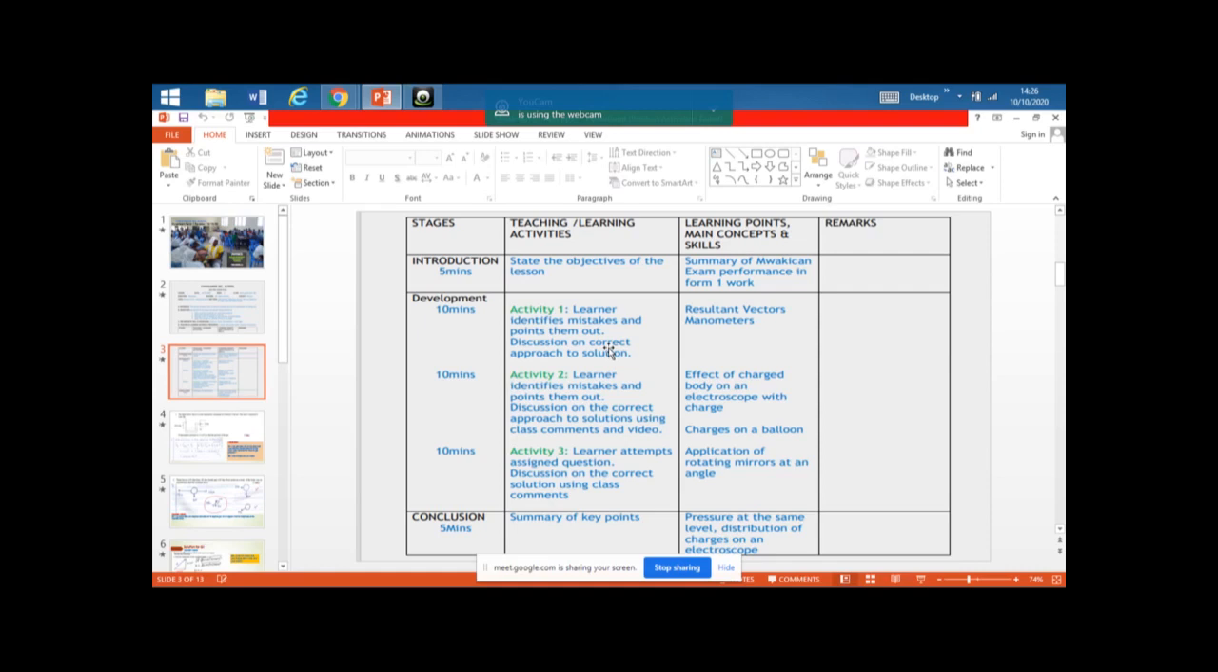Then our second activity. After manometers, before we go to activity two, we're going to do the same with resultant vectors. So manometers and resultant vectors, we'll check your errors, discuss them, and do some questions to check understanding.